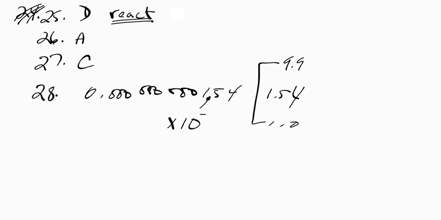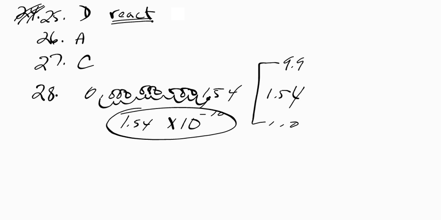How many times do we have to make it smaller? 1, 2, 3, 4, 5, 6, 7, 8, 9, 10 times. So it's 1.54 times 10 to the negative 10. That would be your answer for 28 for the reasons I mentioned. That is D for your answer.